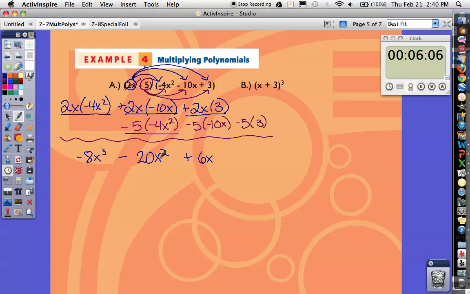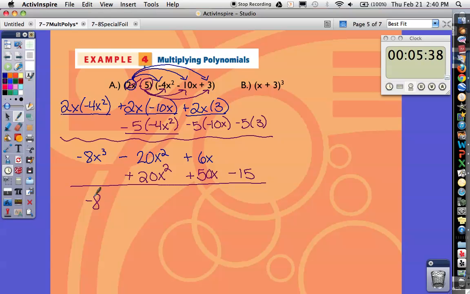Negative 5 times the negative 4x squared is a positive 20x squared. Negative 5 times negative 10 is a positive 50x. And the last one, negative 5 times 3 is a negative 15. Now take a look, guys. Your problem is all lined up for you. So if you think ahead, you can make it nice and neat and easy on yourself instead of just writing it across the page long ways.